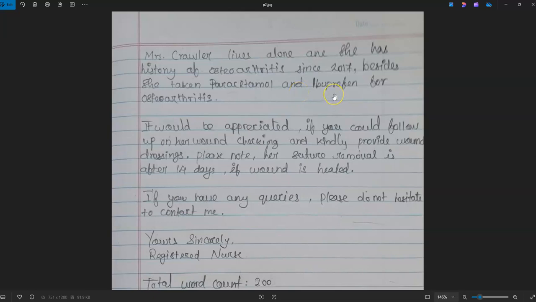Mrs Crawley lives alone. She has a history of osteoarthritis. Besides, she taken? So either she has taken, or probably present perfect continuous, she has been taking, because she hasn't stopped. So you've got verb forms here all over the place. You could follow up on a wound, checking and kindly provide wound dressings. Please note acid removers after 14 days if the wound is healed. So there's plenty of grammar here.